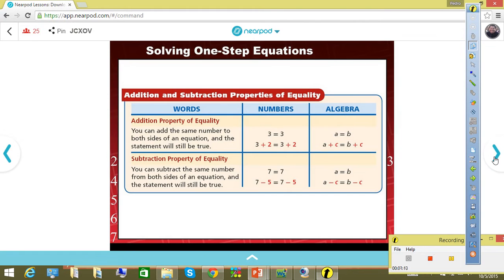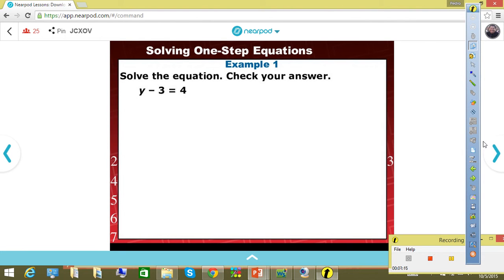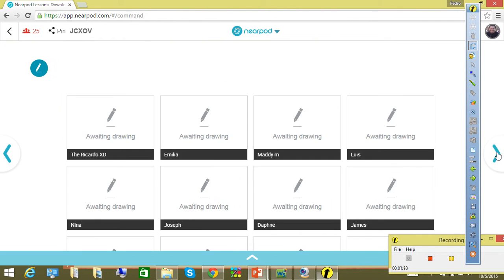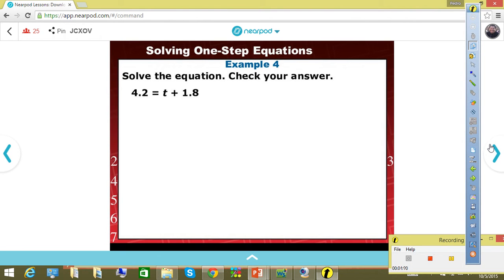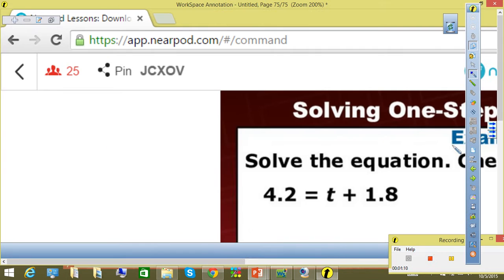So, from there we went to this. Remember that? We did that one. From there we went to this. From there we went to this one. Are we there? Okay. So copy this one on your paper, please. Example 4. Copien eso en su papel. Example 4. It says, solve the equation and check your answer. So resuelvan la ecuación y revisen su respuesta. So let's do this one together. Vamos a hacer esta juntos.